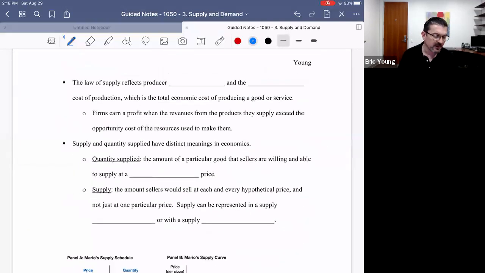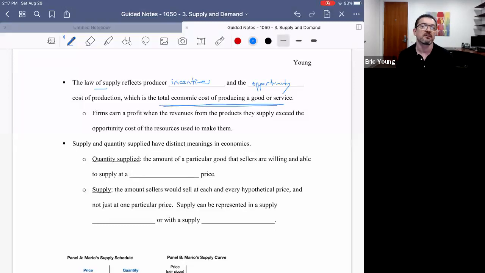When you think about the law of supply, you have to put yourself in the lens of sellers, because the law of supply reflects the incentives that sellers face, and it also reflects the opportunity costs of production. Remember, the opportunity cost is what you have to give up to do something. So the opportunity cost of production is the total economic cost, explicit and implicit, right? Cash outlays and opportunity costs. It's the total economic cost of producing a good or service.